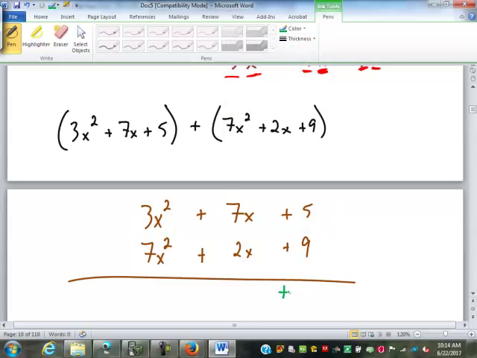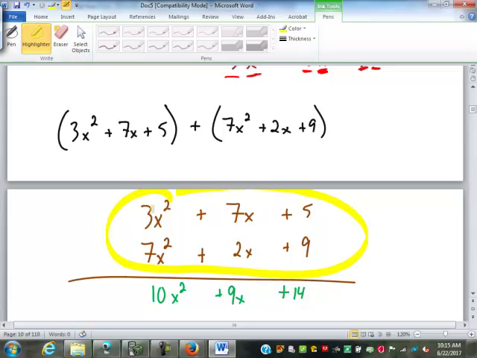5 and 9 is 14. 7x and 2x is 9x. 3x squared and 7x squared is 10x squared. The exact same process. It's just the place values are x's instead of 10s. Now, one of the things we saw was in algebraic numbers, each digit can be positive or negative on its own, which causes a little confusion, but we can get through that.